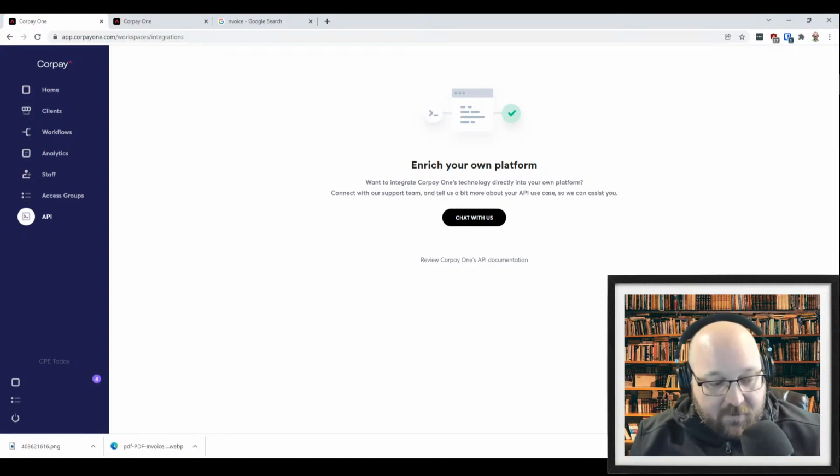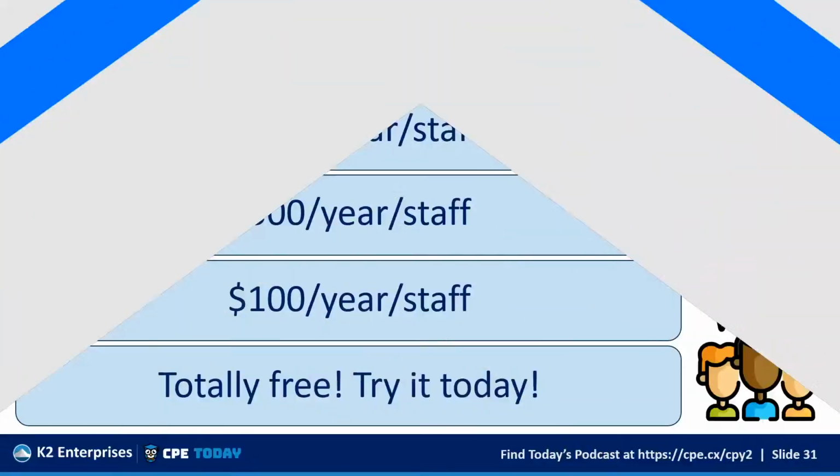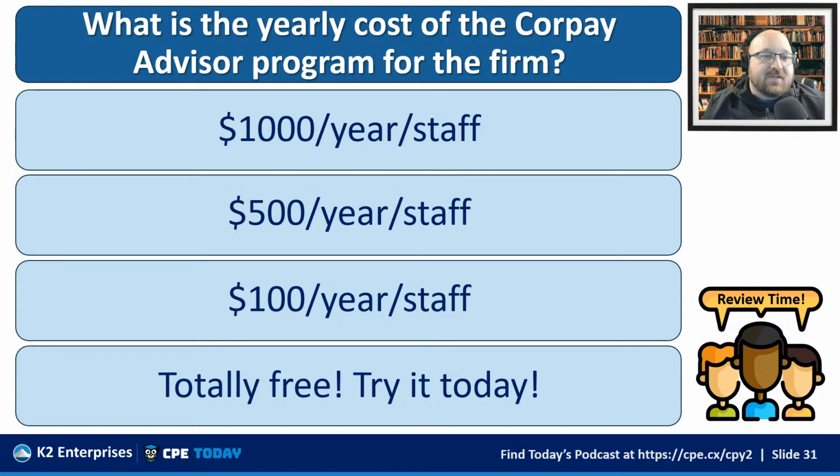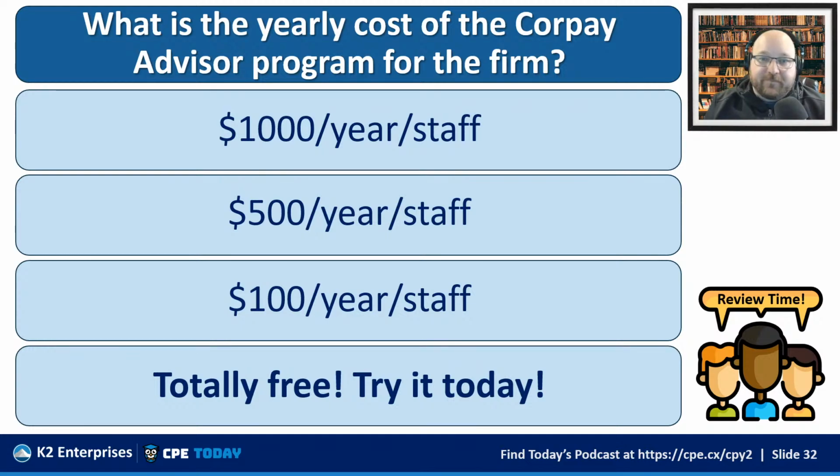All right, folks, we do have one final review question. What is the yearly cost of the Corpay Advisor program for your firm? Is it $100 a year? Is it $500 a year? Is it $1,000 a year? Well, guess what, folks? It's totally free. It's something you can easily sign up for and try today.